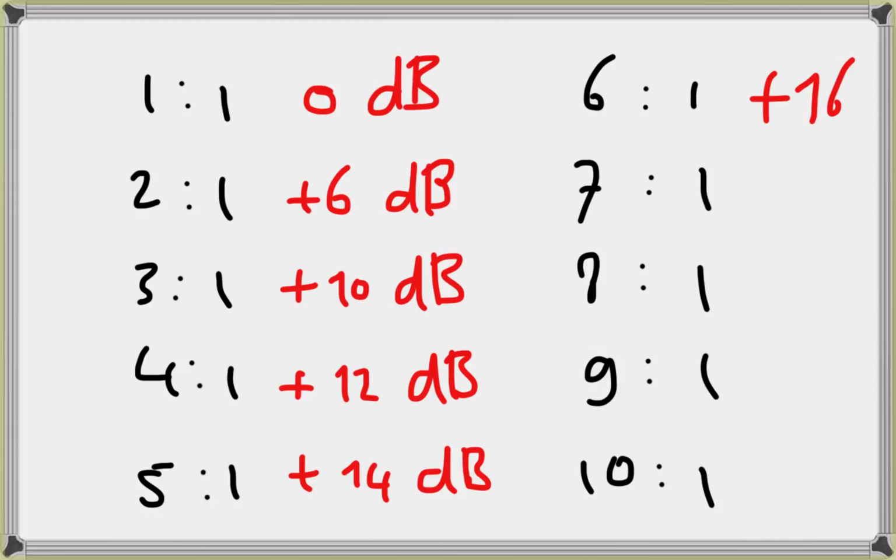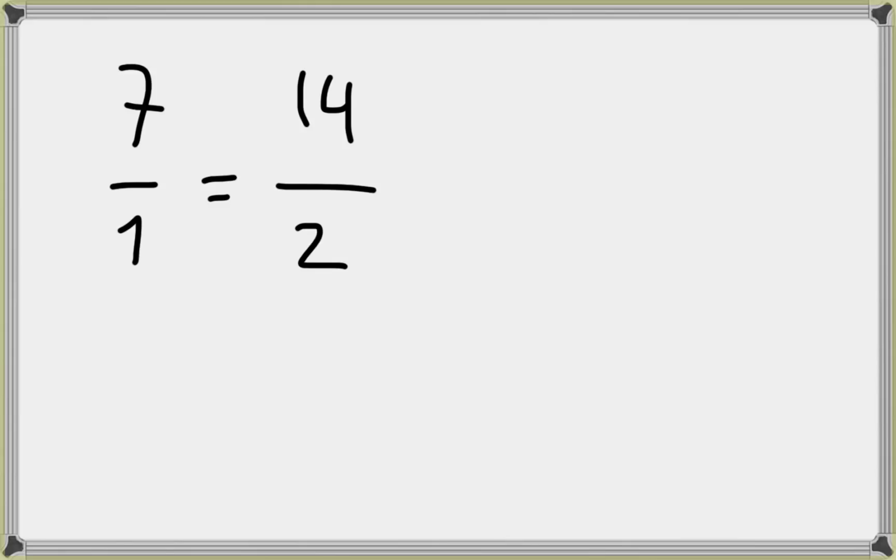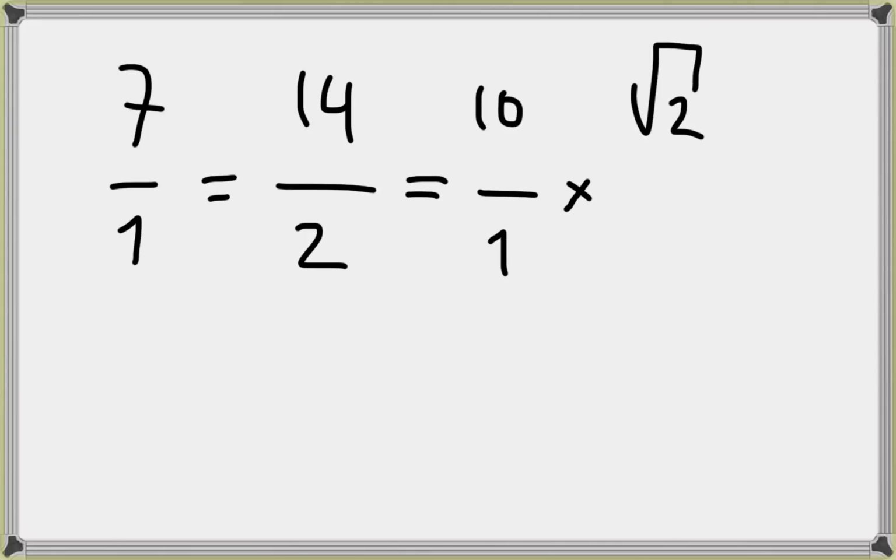Again, 7 over 1 is not something that I know by heart. So is there a way that I can turn 7 over 1 into something that I actually do know? Well, again, maybe the answer is simply doubling up. What if I multiply the numerator upstairs and the denominator downstairs by 2? It leaves me with 14 over 2, which I can also write as 10 over 1 times the square root of 2 over 1 times 1 over 2.